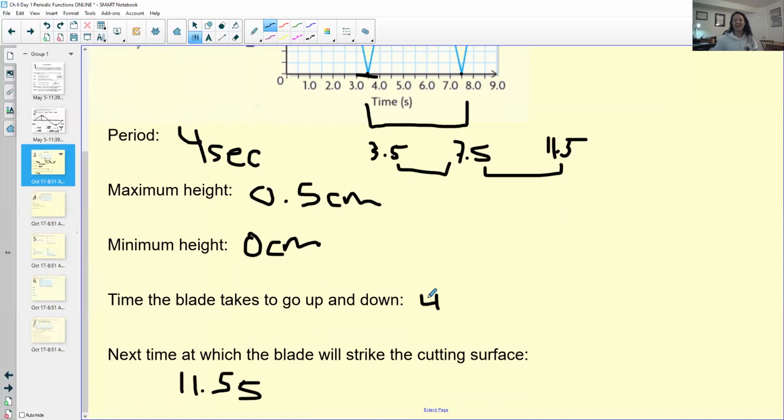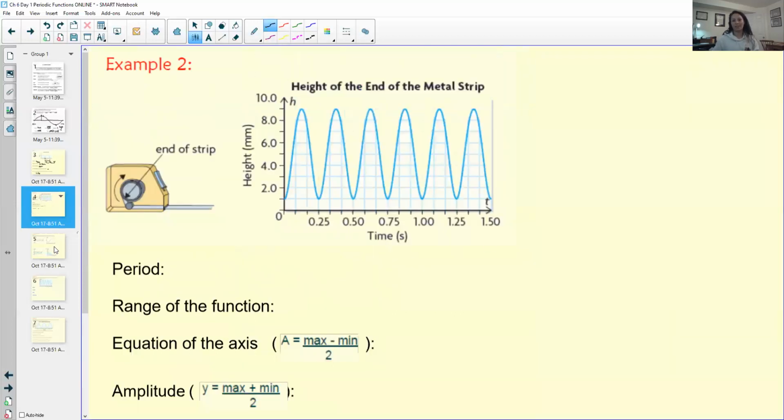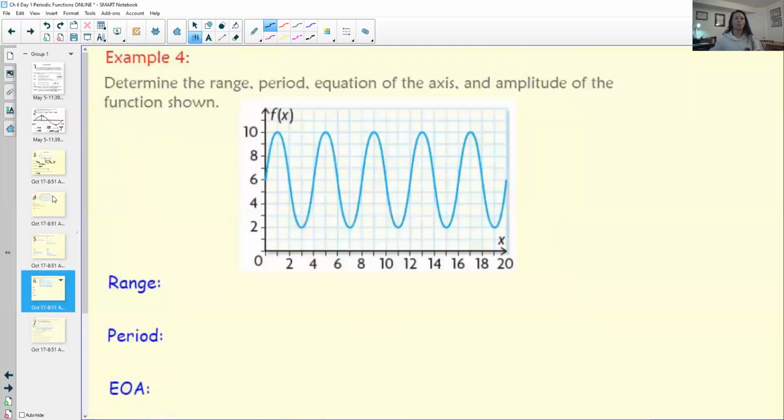Seconds. Okay, so today you are just looking at a whole bunch of different graphs. You're calculating the amplitude. I do want to see this one, but most of these are pretty straightforward.